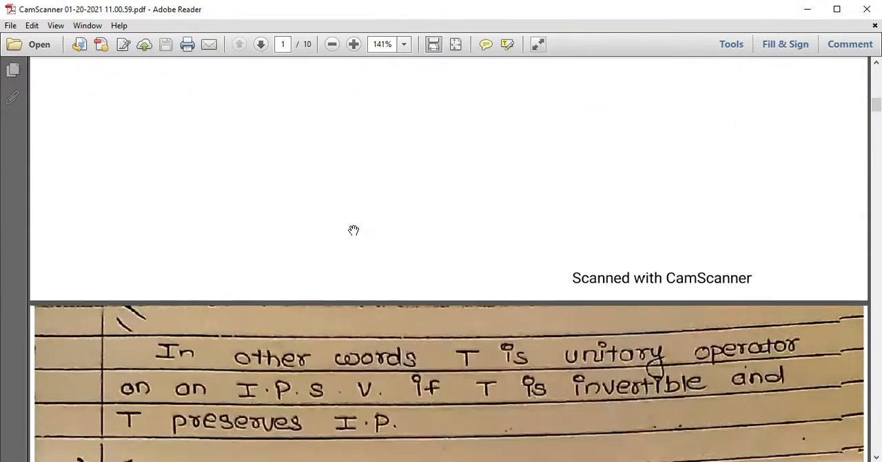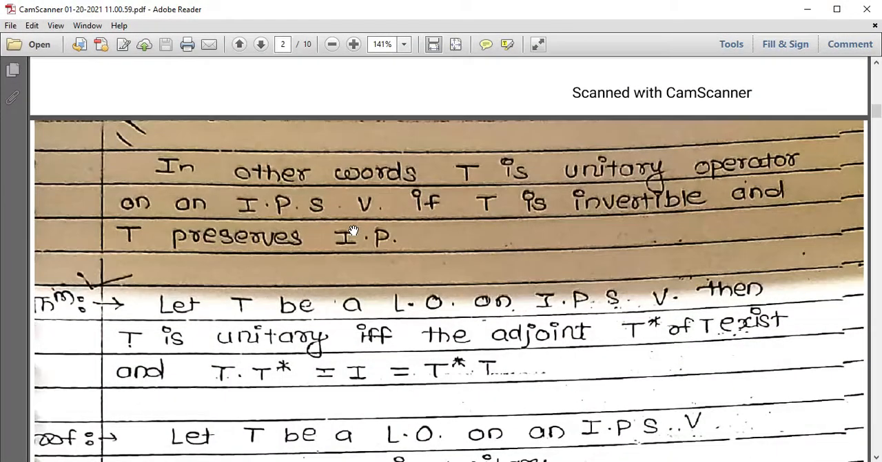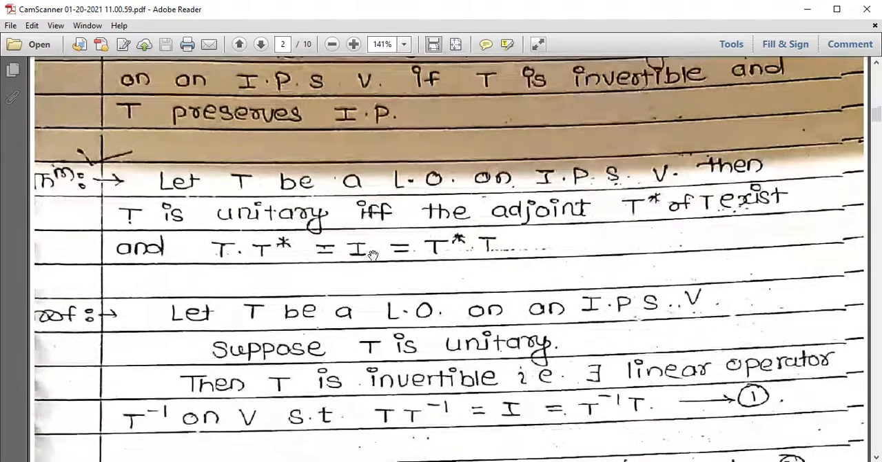Look at the definition. In other words, T is a unitary operator on an inner product space V if T is invertible and it preserves the inner product. This is the definition of unitary operator. Now look at this theorem.